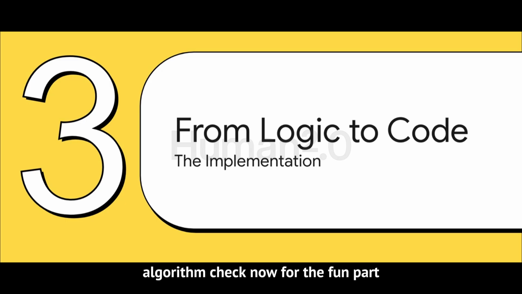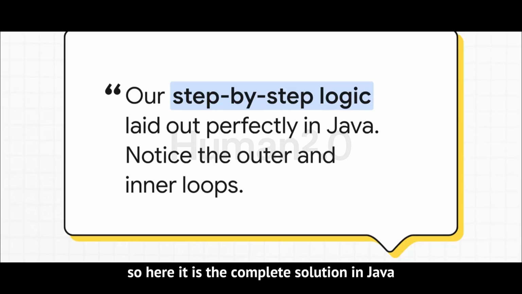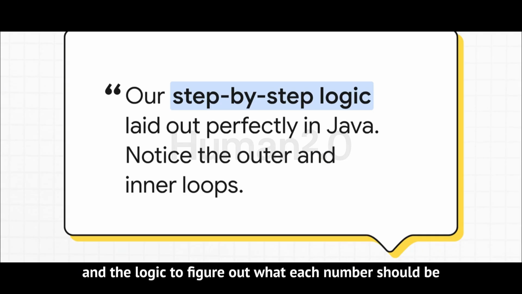Now for the fun part. Let's translate that logic into actual code that can generate a triangle of any size, putting all of our rules together. So here it is, the complete solution in Java. Now, I know what you're thinking. Seeing a big block of code like this can be a bit intimidating. But trust me, if you look closely, you'll see our step-by-step logic laid out perfectly. You've got your outer loop for the rows, your inner loop for the numbers in each row, and the logic to figure out what each number should be.